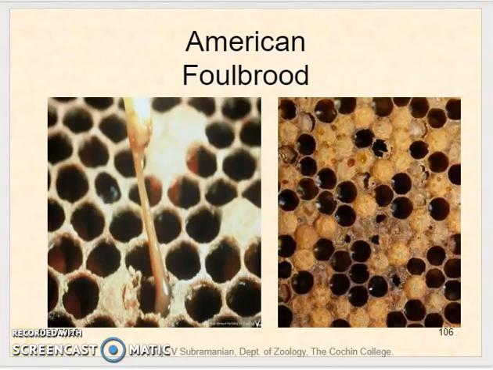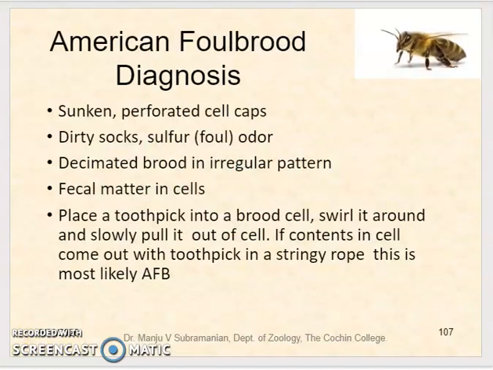And for more detail about American foulbrood disease, you can identify this disease by the presence of sunken and perforated cell caps, dirty stalks, and a foul smell. A sulfur-like foul smell arises from this brood. The brood has an irregular pattern, and fecal matter will be present more in this brood.